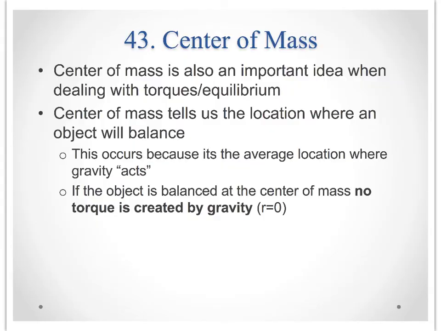So as we just saw in the previous slide, center of mass is also important when dealing with torques and equilibrium. We've talked about it before in the context of momentum, but it also matters when we're dealing with torques and equilibrium because it tells us the location where an object will balance. We talked about this a little bit on the previous slide, but the key idea is the center of mass is the average location where gravity acts, and therefore if the system is balancing about that average location, gravity will create no torque.